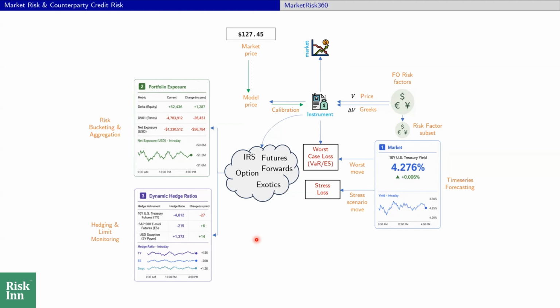I hope this picture is clear, guys. All right, if no questions, then let's proceed with an actual end-to-end demo.